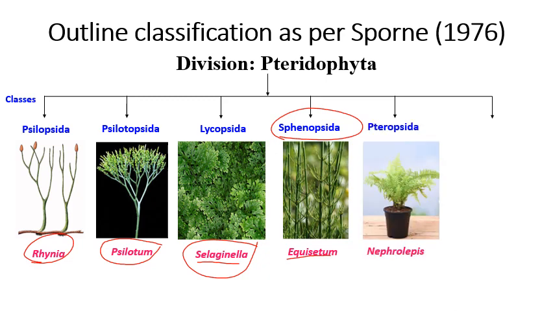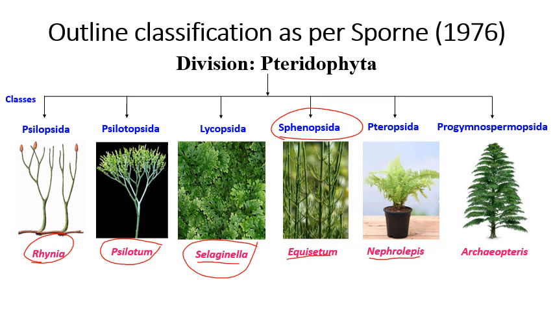Class number 5 is Pteropsida, and Nephrolepis is an example belonging to this class. And the last, 6th class, is Progymnospermopsida, and an example of this is Archaeopteris.